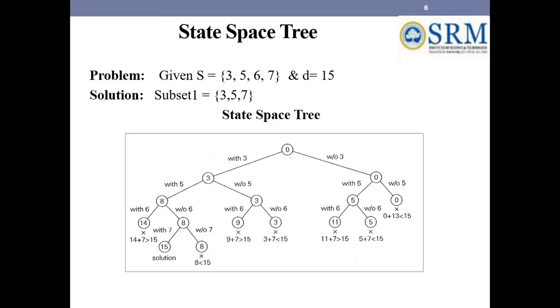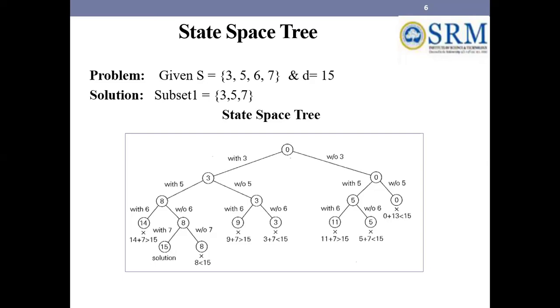Now, how to write the solution? See the path from root to the solution: 0, 3, 8, 8, 15. See all the edges in the solution path. In the solution path, take the node only with adding 3 and with adding 5. Take 3 and 5, and see the path without adding 6. We should not take the edge without adding. Without adding 6, we are getting the result, so we should not add 6 in the solution set.